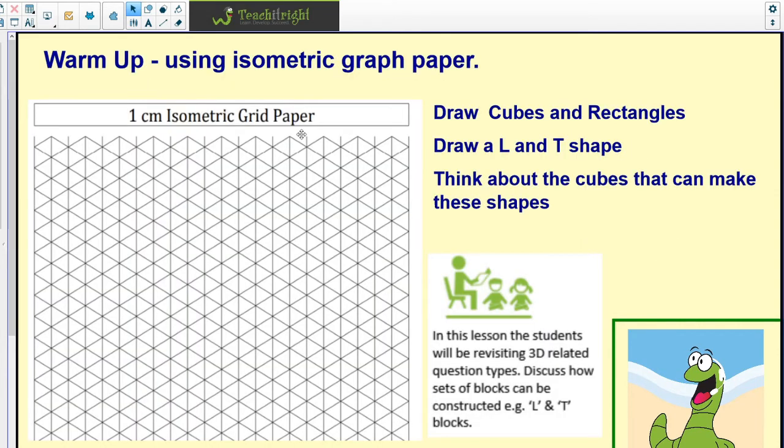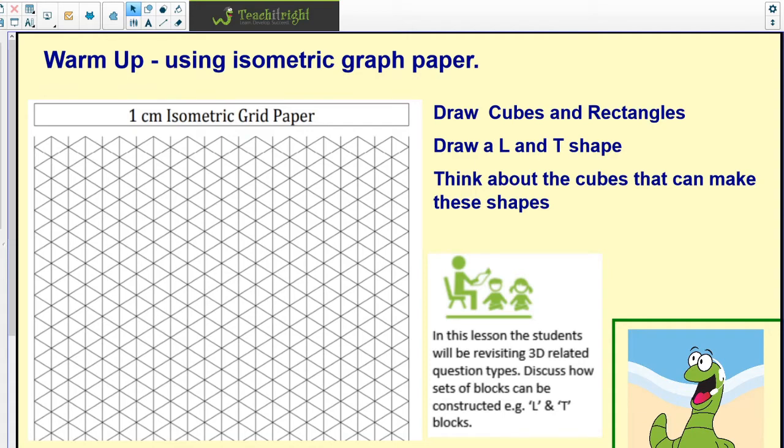A quick warm-up. Now, this warm-up is using isometric graph paper. And what I want you guys to be able to do is draw cubes and rectangles, draw L shapes and T shapes, and just think about the cubes that could be built to make up these shapes. And of course, I realise you're all sitting at home, I can't hand you a piece of paper. Where could you find isometric graph paper?